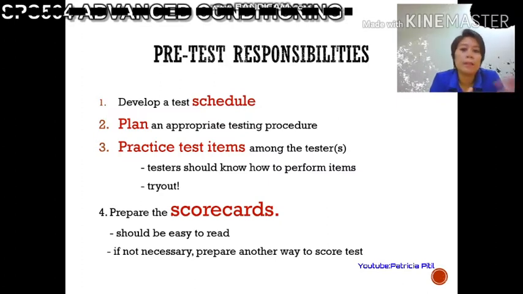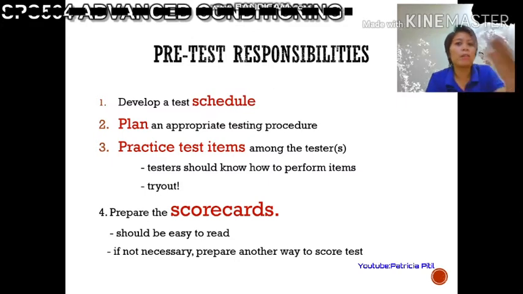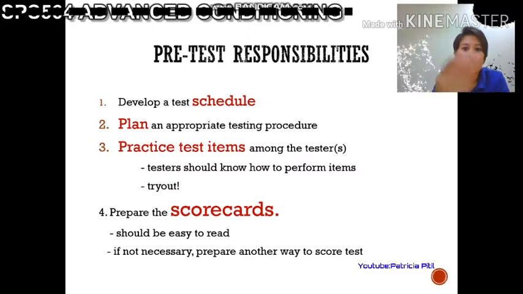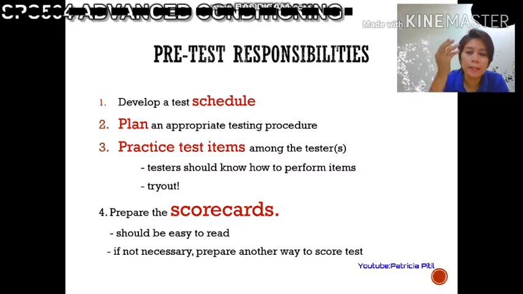Okay, step by step. Everything we have to be very detailed as a tester. And then practice test items among the testers. Of course, testers, you come in a group. If you are two, you practice, you try out on your own. You try out the 2.4. You try out the shuttle run. From there, when you try it, you can detect, oh, this is wrong, you should do like this.